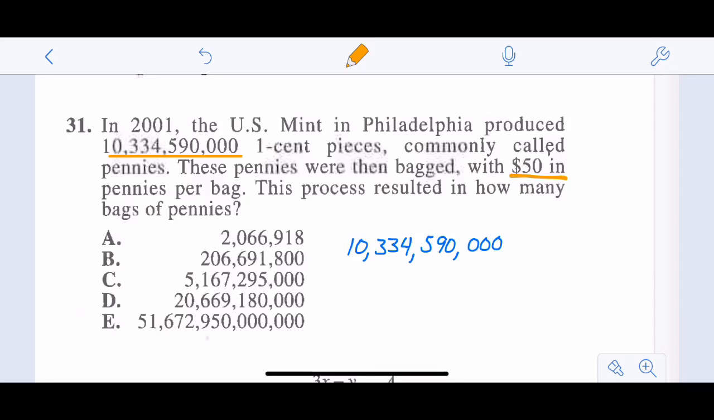So there's 100 pennies in a dollar. So I have a helper here. I'm Lyra. So 50 times, what's 50 times 100, Lyra? 5,000. So there's 5,000 pennies per bag.